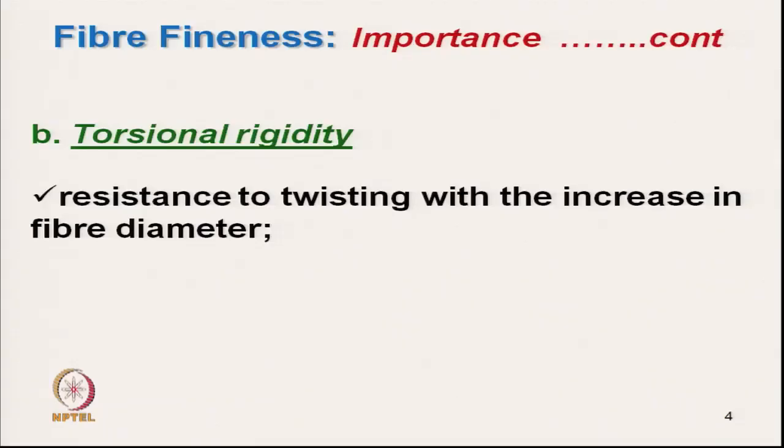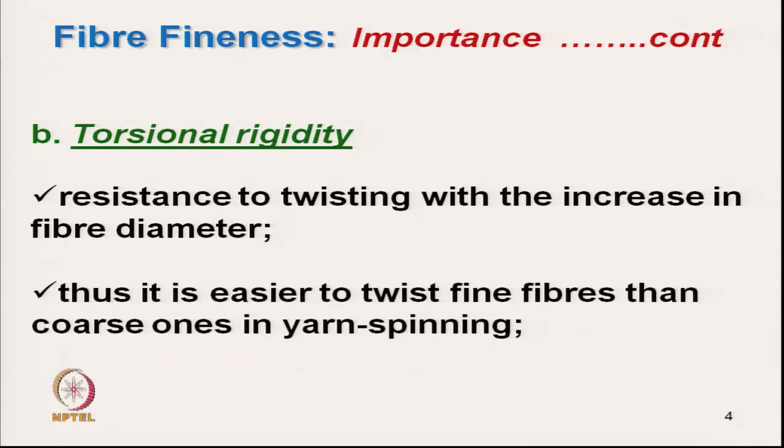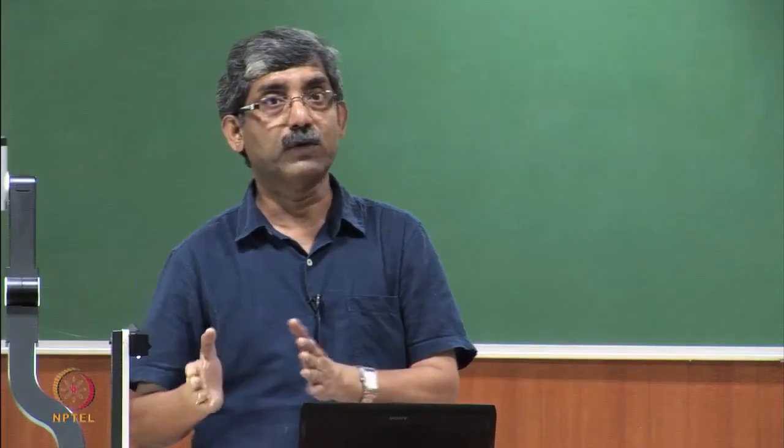So, for staple fiber spinning, we have to go for the finer fiber. Twisting is a problem. Thus, it is easier to twist finer fiber than coarser one in yarn spinning. Therefore, if two fibers are given as options, keeping all other parameters the same, we must always select the fiber with lower diameter for spinning, because the spinnability of that fiber is much better than the coarser fiber.